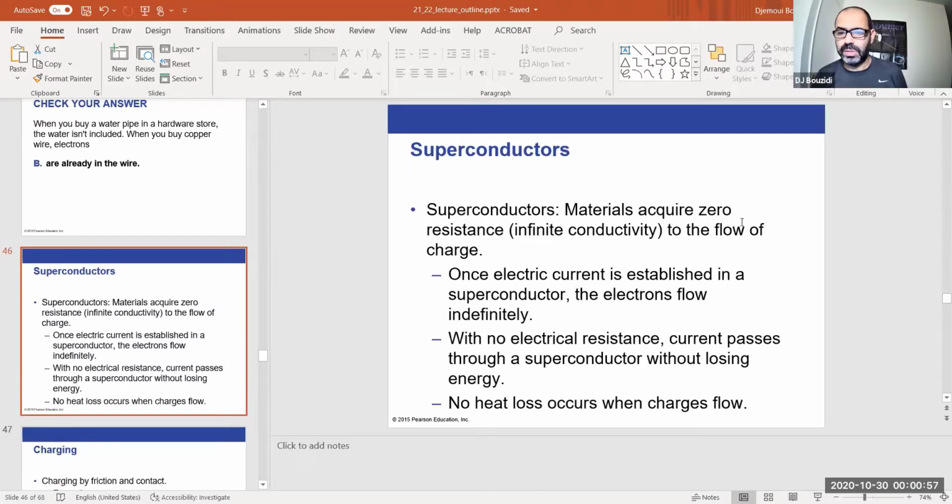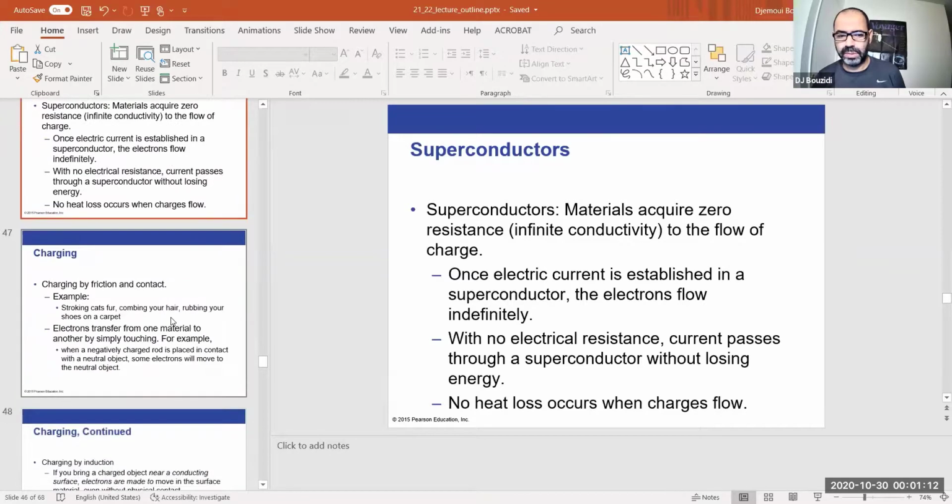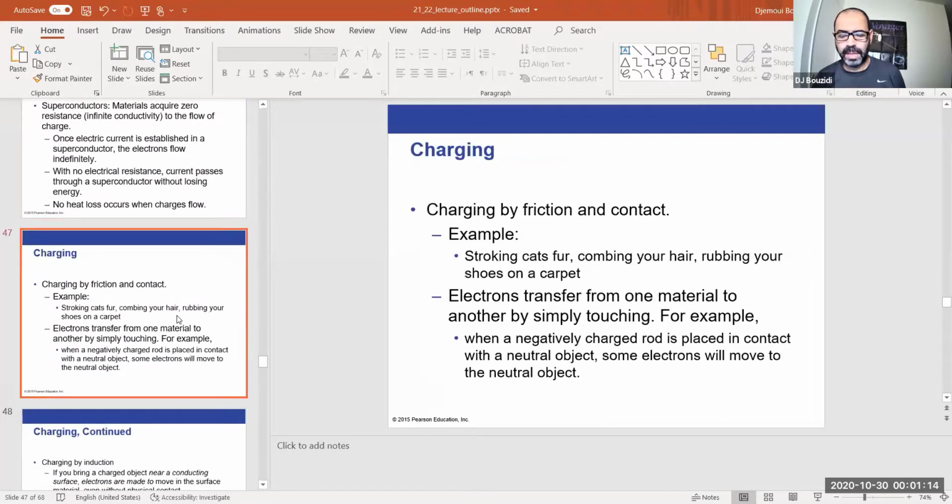Superconductors, these materials have zero resistance and infinite conductivity, so they have tremendous applications because of that. I wish. They're usually at low temperature, okay? Because they don't have resistance, they don't experience losses due to heat. So they're perfect material for a lot of applications.